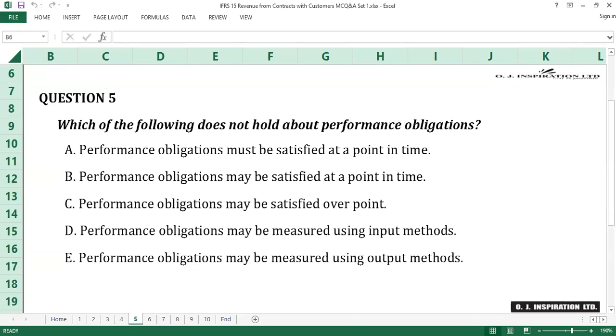Question number 5. Which of the following does not hold about performance obligations? A. Performance obligation must be satisfied at a point in time. B. Performance obligations may be satisfied at a point in time. C. Performance obligations may be satisfied over time. D. Performance obligations may be measured using input methods. E. Performance obligations may be measured using output methods. Time counts.